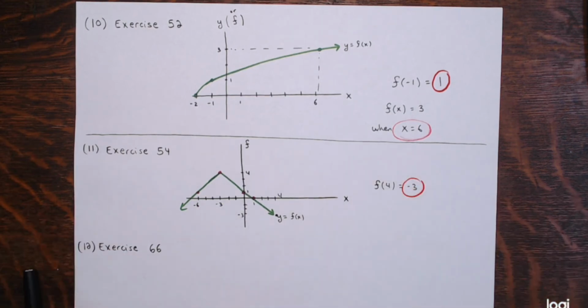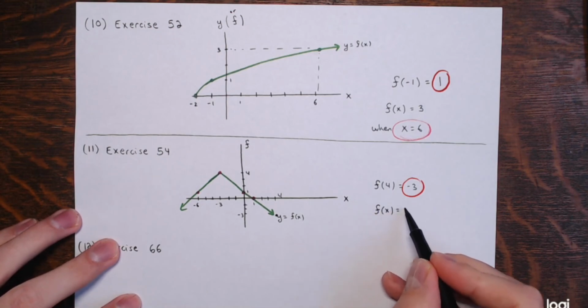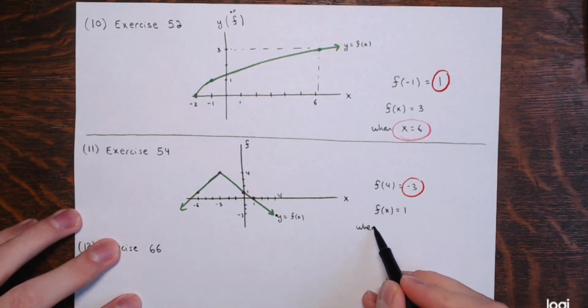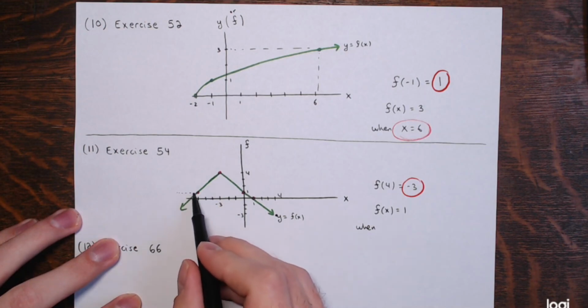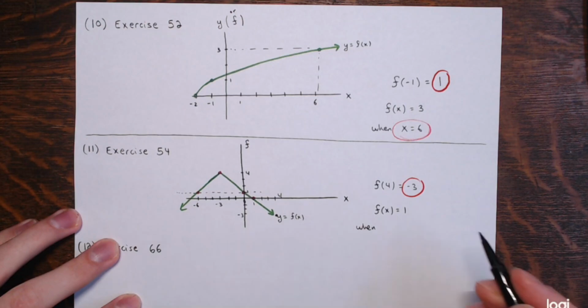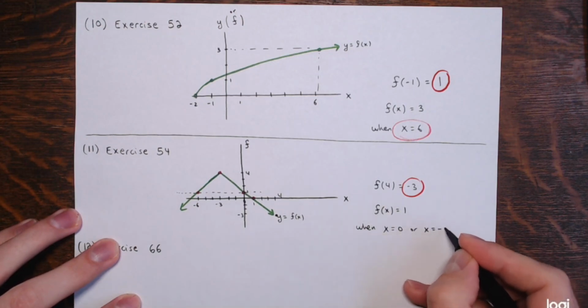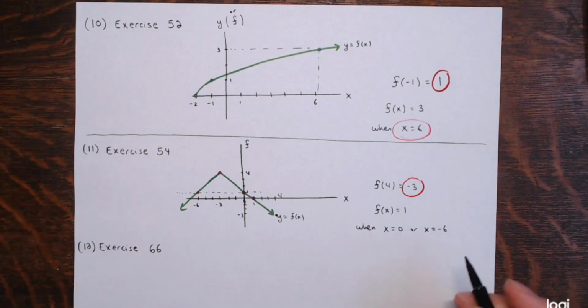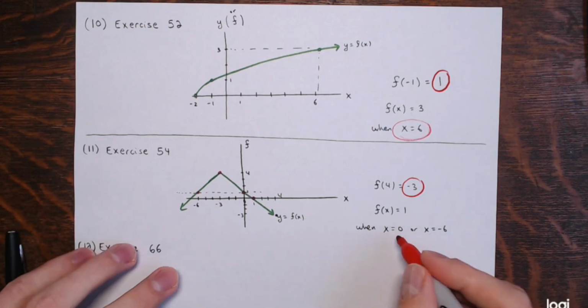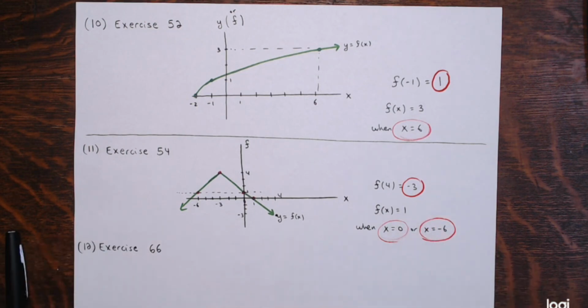And then part B was when was f of x equal to 1, and that happens at 2 places. The output is 1 when x is 0 and when x is negative 6. So when x equals 0 or when x equals negative 6. I'm not saying and, because you can't have x be both at the same time. So 2 solutions for that one. Great.